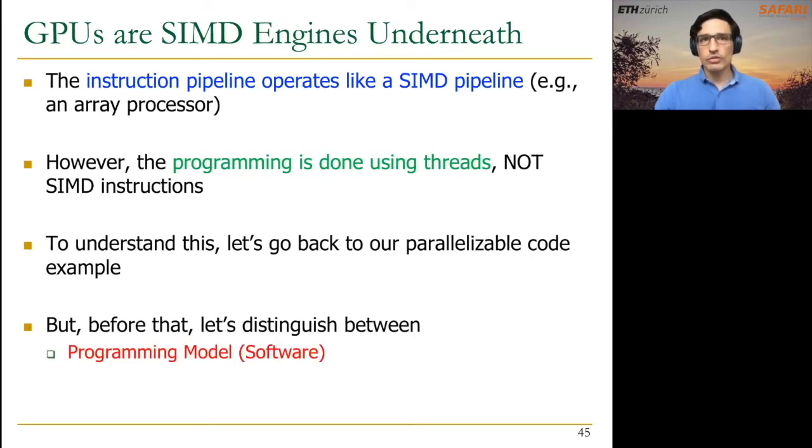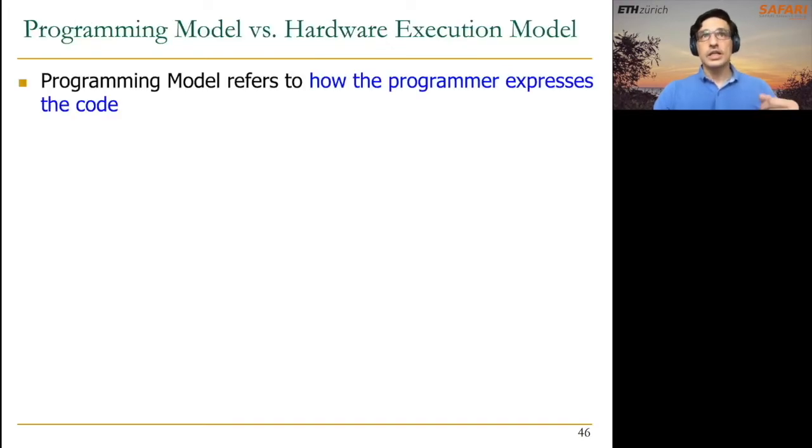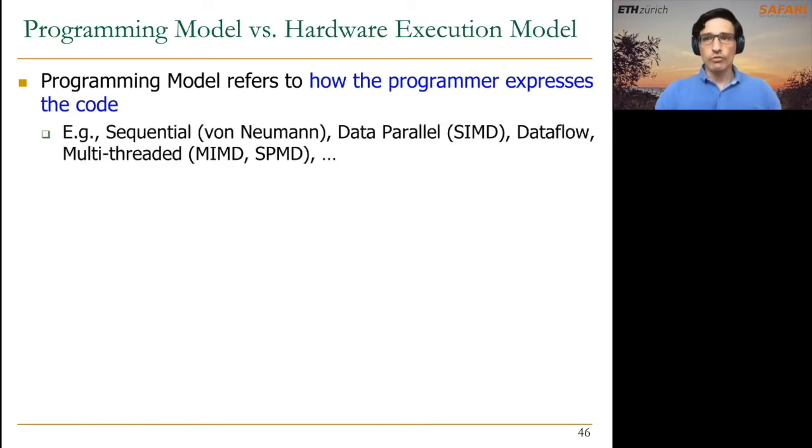One of them is a software concept, which is the programming model. The other one is a hardware concept, which is the execution model. They are tightly related, but they are not the same. What's the programming model? The programming model refers to how the programmer expresses the code. It's like, how do I, as a programmer, write my code? I may do it in a sequential manner, following the von Neumann model. I simply write the sequential code, instruction after instruction. I can write it in a data parallel manner, for example, using SIMD instructions, or I can use multiple threads in a MIMD, also called SPMD, single program multiple data, manner, as we will see.